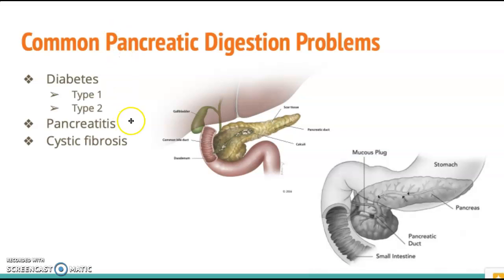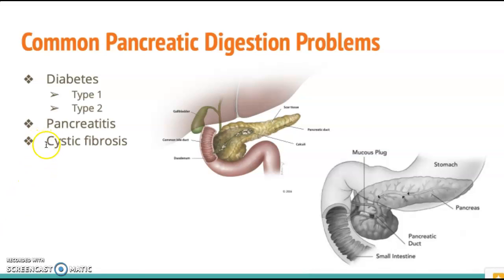Secondly, we'll talk about pancreatitis. This can be an acute or chronic issue, and it's inflammation of the pancreas. It's where digestive enzymes attack the pancreas and cause severe abdominal pain, and it affects digestion because enzymes aren't available, and it leads to diarrhea, weight loss, and malnutrition.